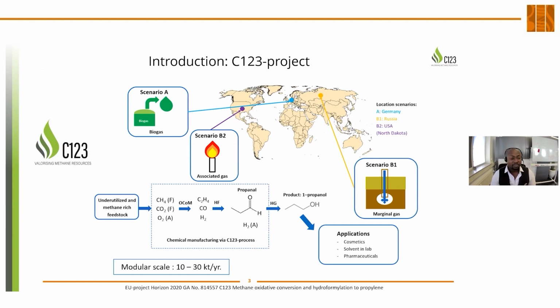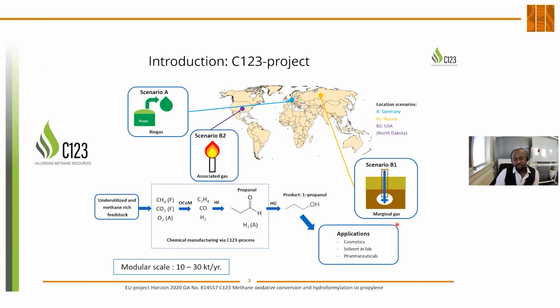These feedstocks can come in various forms. It could be biogas, which is typically a smaller scale production facility, or gas flared in various locations as associated gas. There is a lot of associated gas flaring around the globe, and also marginal field gas. There is a lot of marginal field gas available that is not close to industrial facilities, far away from locations, so it is not being utilized.